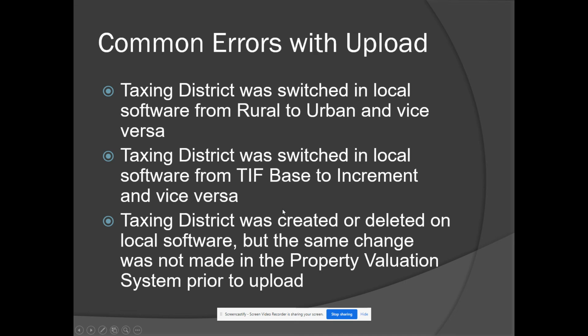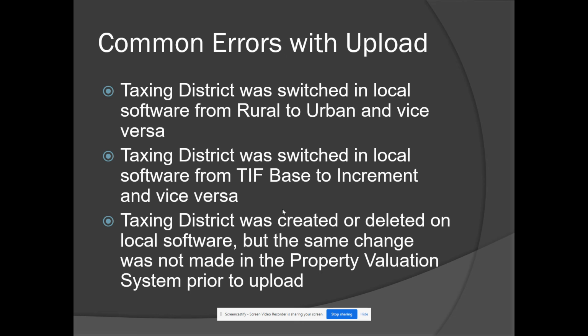There are times that people get stuck right on this upload step. Some common errors are a taxing district was switched in the local software from rural to urban or urban to rural. So the system is going to compare and see what your file says versus what we show in the online system. If you call a tax district a rural district and the system calls it an urban district, it's not going to accept that upload. So just be aware.